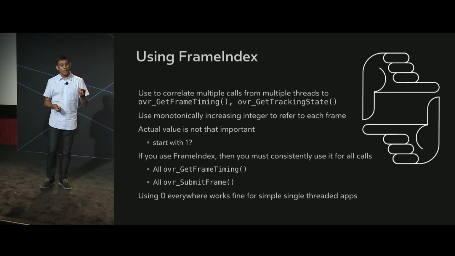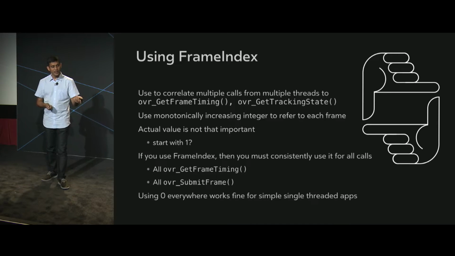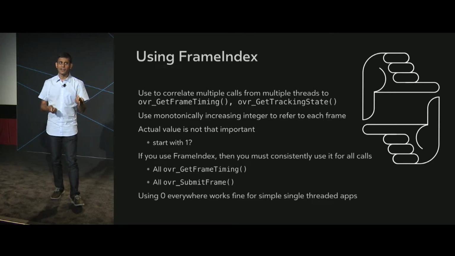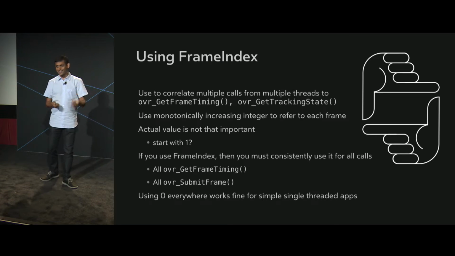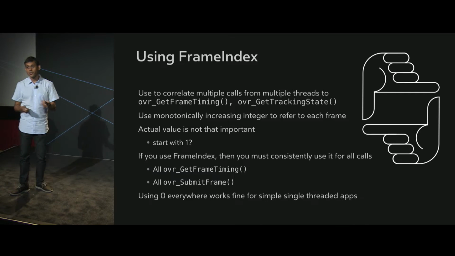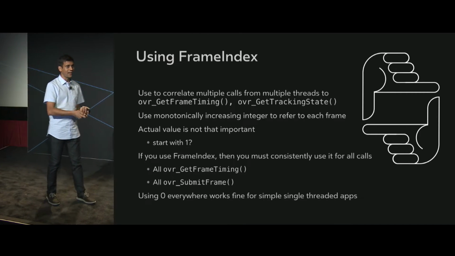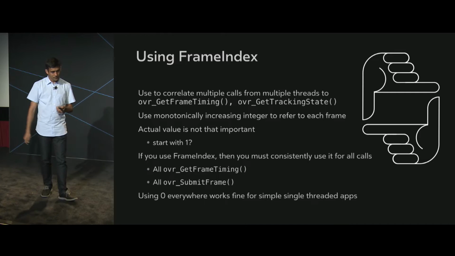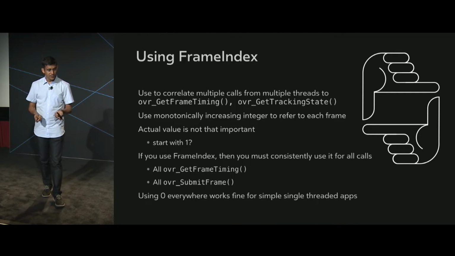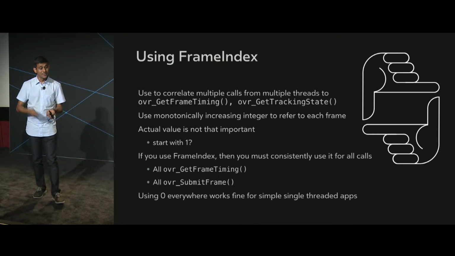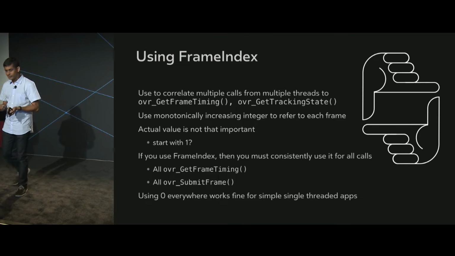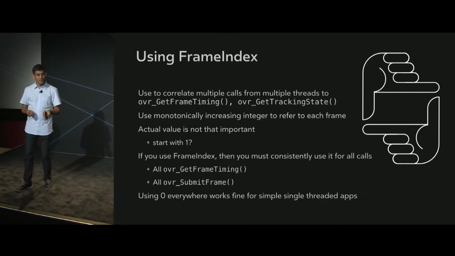We also need to make sure that if you're using frame index, you also use the correct frame index on submit frame, because that allows us to know which frame exactly is corresponding to the frame index. So that's how we establish the correlation between the frame index and the actual frame that got scanned out. You can use 0 if you don't want to do this correlation. 0 is just a shortcut for give me the next frame. And so that works well for simple single-threaded apps. And so some of our samples do that.